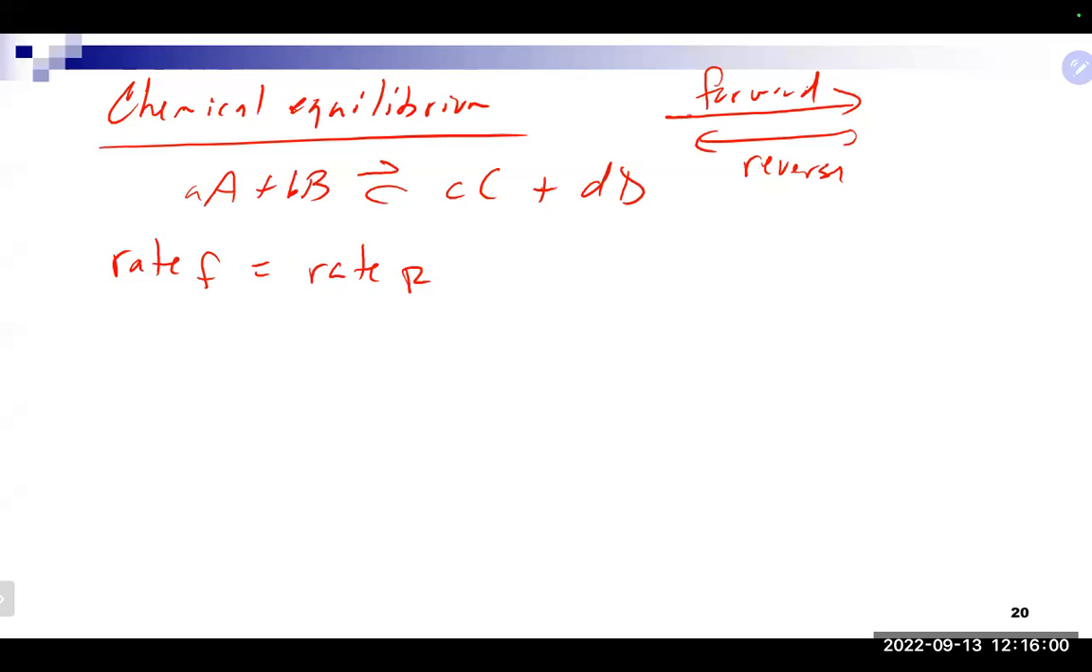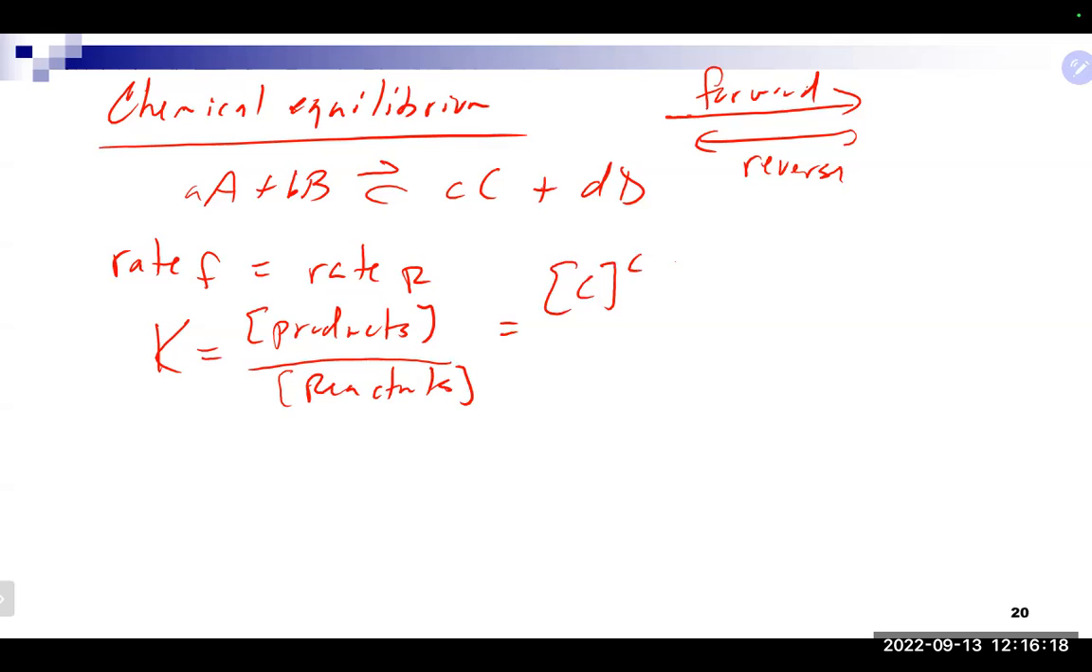There is an expression that relates the products to the reactants, which is the equilibrium constant, and that really is the concentration of the products divided by the concentration of the reactants. So for the one above, we could write C to the c, D to the d, divided by A to the a, and B to the b. Here we do use the coefficients as the exponents when we write the equilibrium expression.